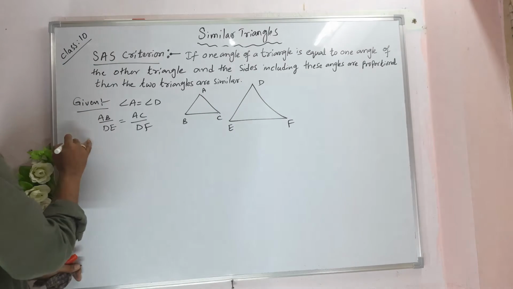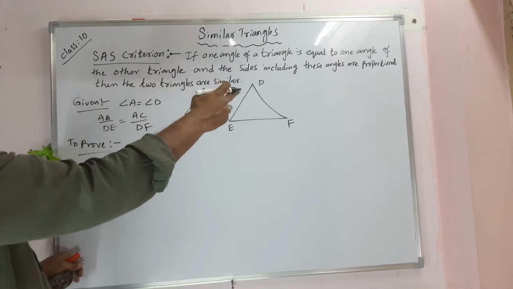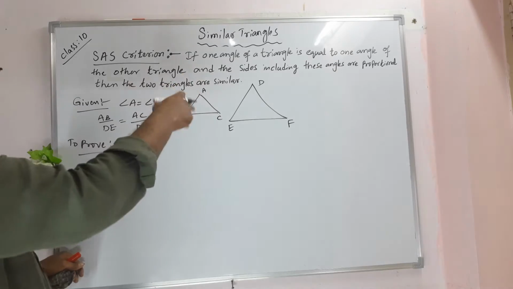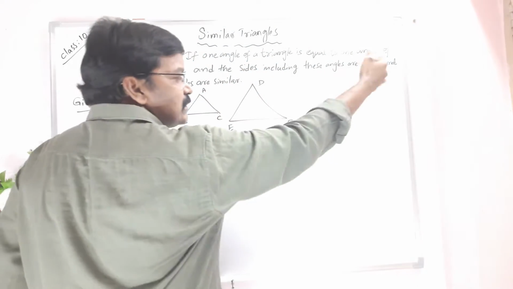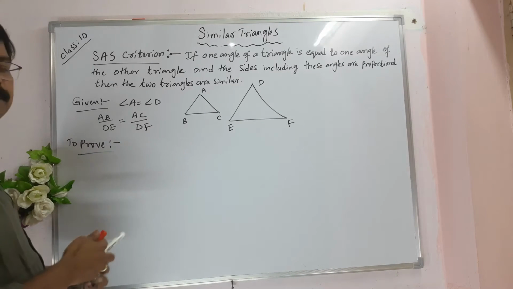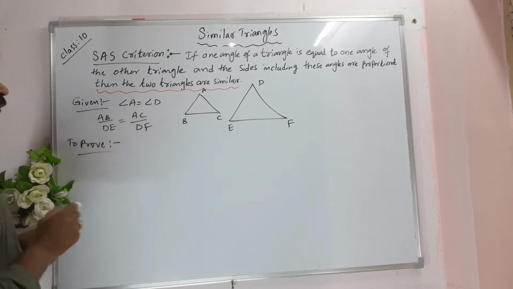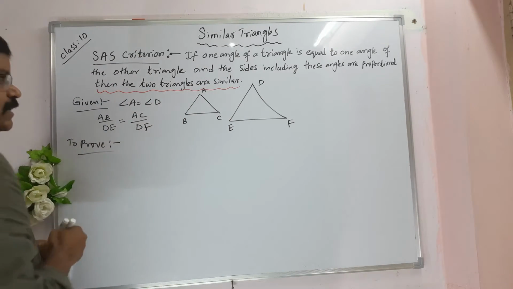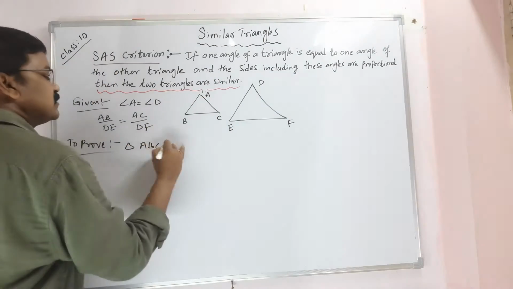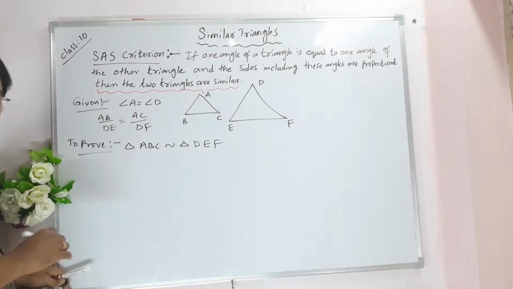Understand? Right. Now coming to prove, what do we have to prove, students? If one angle of a triangle is equal to one angle of another triangle and the sides including these angles are proportional, then the two triangles are similar. We have to prove here the two triangles are similar. That means triangle ABC is similar to triangle DEF. We have to prove like that.